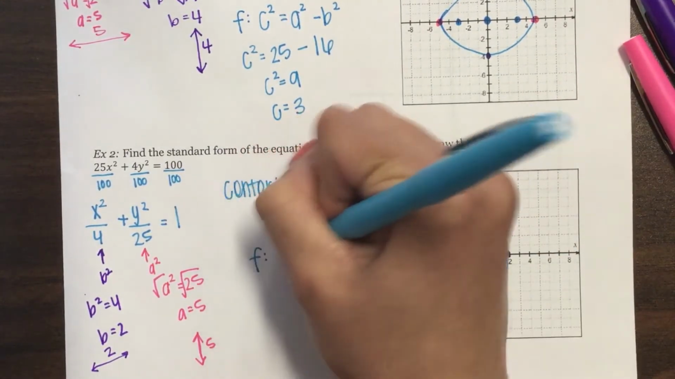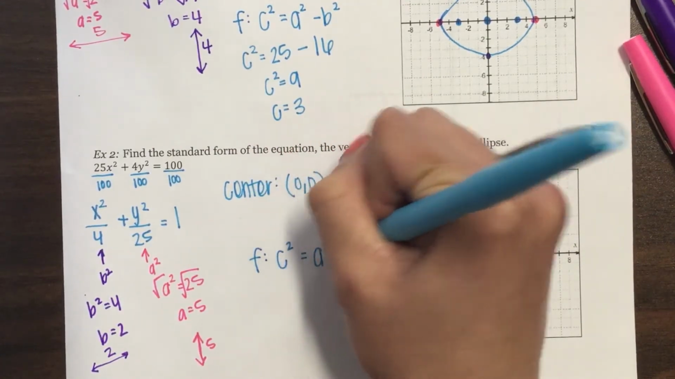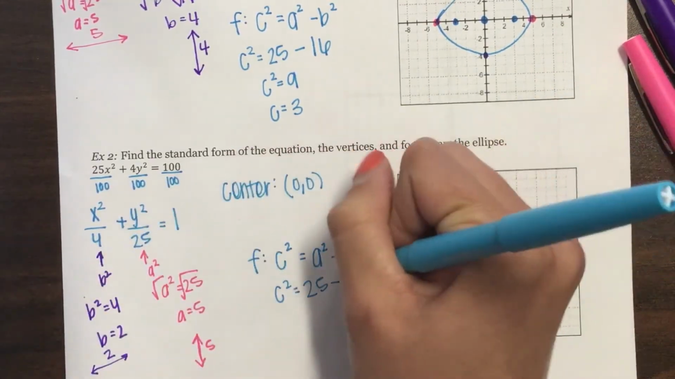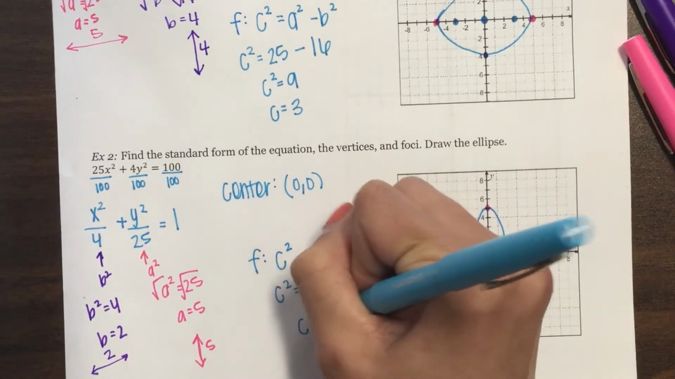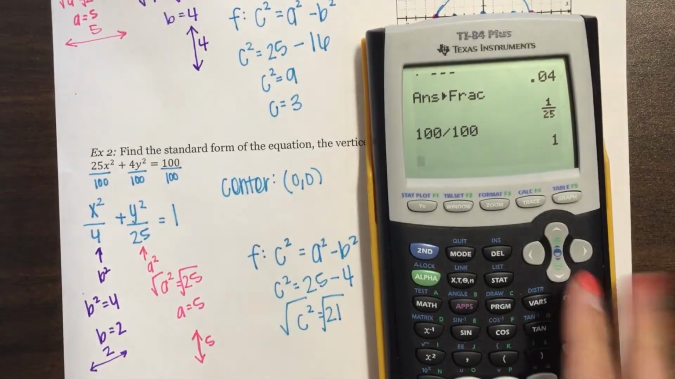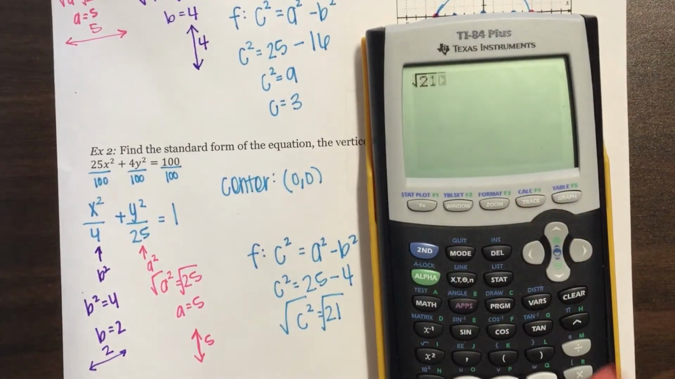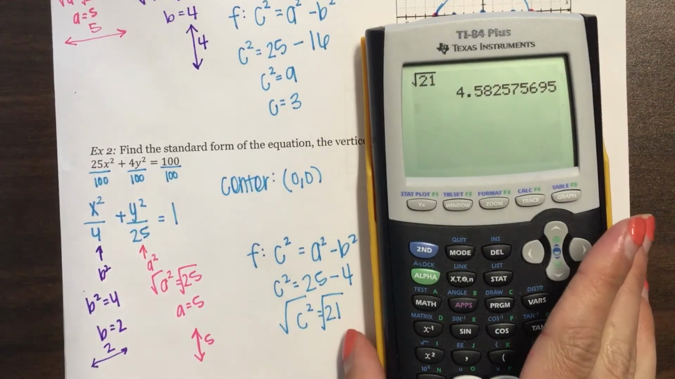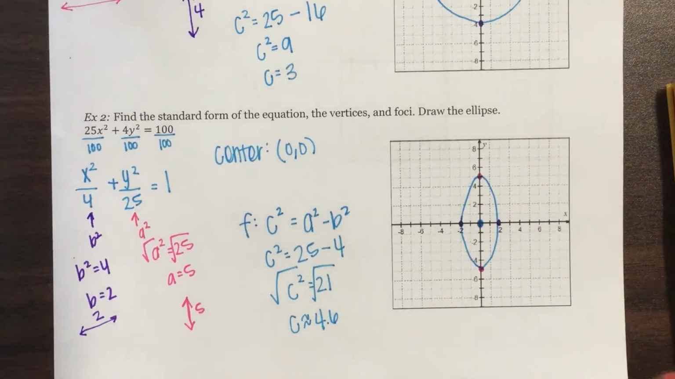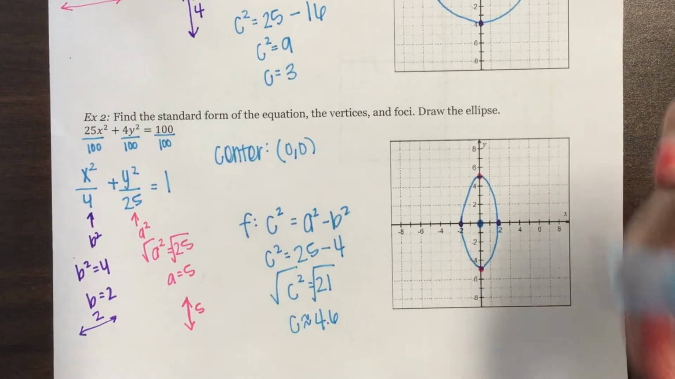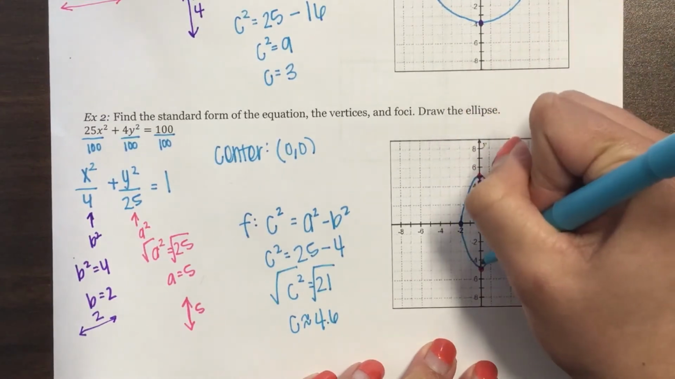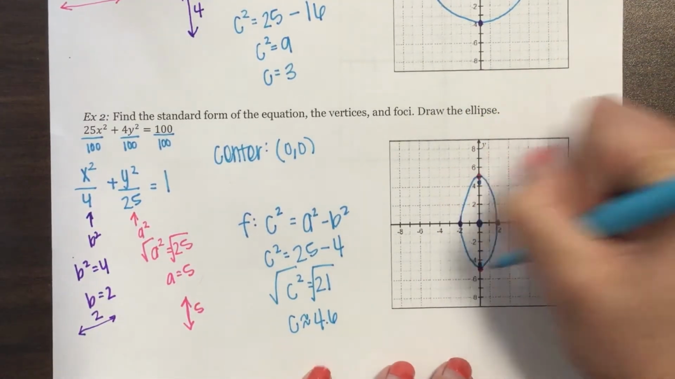So this is F, it's always c squared equals a squared minus b squared. So that c squared equals a squared, which is 25, minus b squared, which is 4. So that c squared equals 21. Square root both sides. That's not going to be a pretty number. So I'm just going to pull out my calculator. Square root of 21 is 4.58. So I'm just going to round that up to 4.6. So c equals 4.6, about. And c is always in whichever way is longer. So this is going to be vertical. So I'm going to go up 4.6, about right there. Down 4.6 is about right there. And you're done.